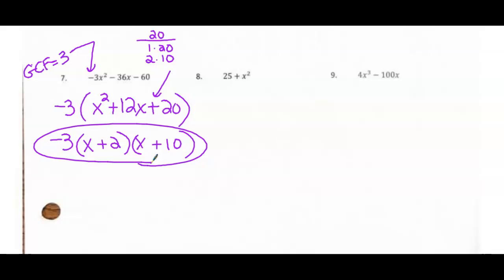On number 8, we look for our greatest common factor. It's the same process every time. You've got to get your thinking pattern into that. On number 8, there is no GCF. The leading term is positive. Is it a binomial or a trinomial? This is a binomial.